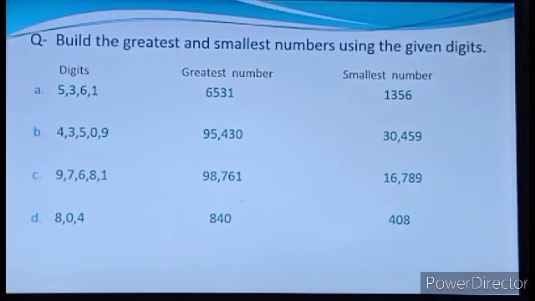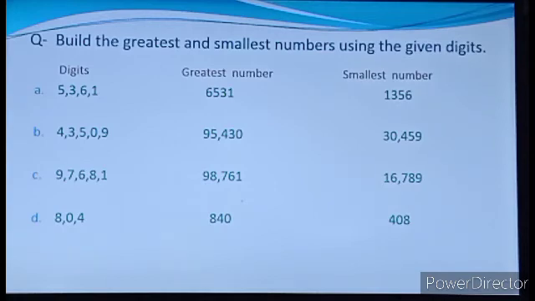Okay, now the smallest number, how can you build it? When you build the smallest number, you arrange the digits in ascending order. Okay, so ascending means smallest to biggest order. Which is the smallest number? 1. Then which is greater than 1? 3. Then 5 and then 6. So the number becomes 1,356. Understood, students? Now we go to the next example.